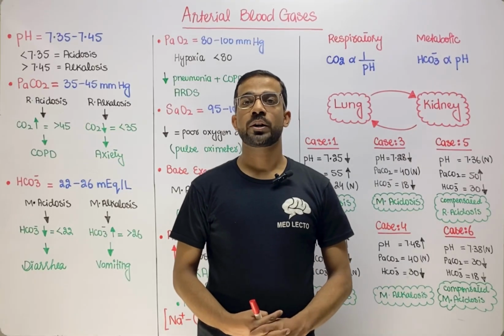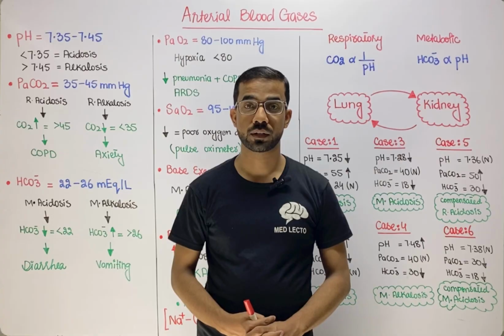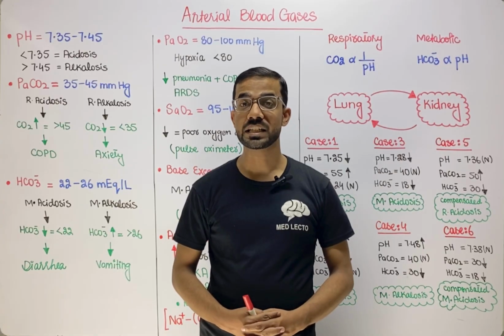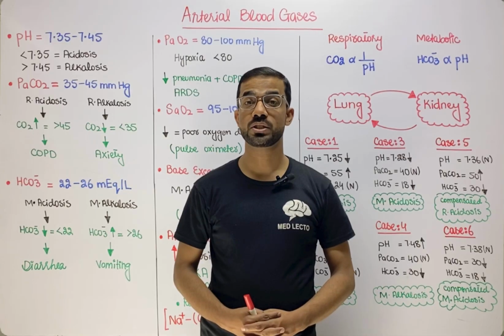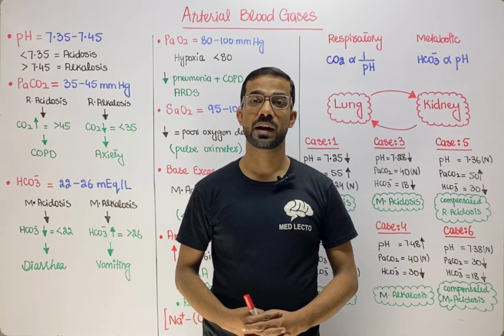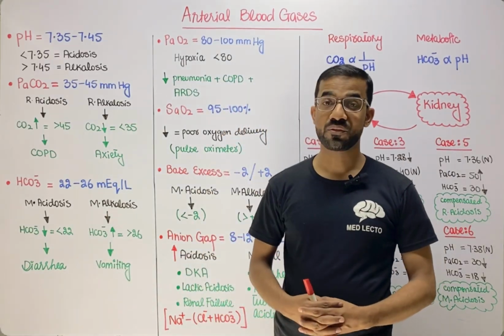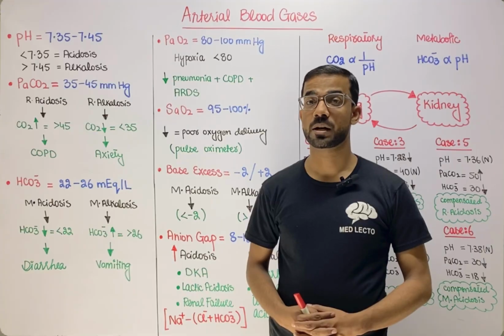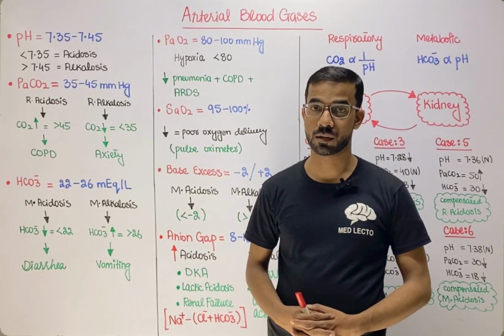In this lecture, we are going to discuss arterial blood gases, which are most important to know the acidic or basic status of the patient, and also the oxygen saturation and the oxygen level inside the blood of the patient. So let's get started. We will discuss the different parameters of the arterial blood gases along with the different scenarios related to the arterial blood gases.